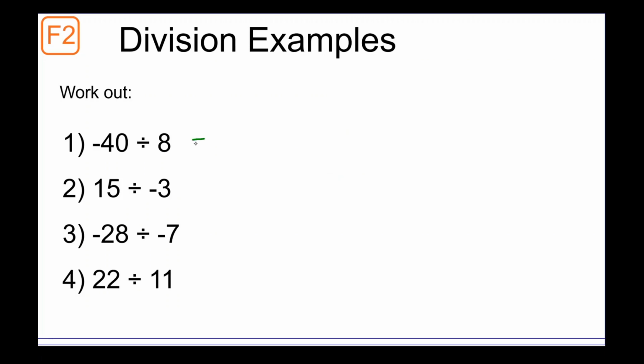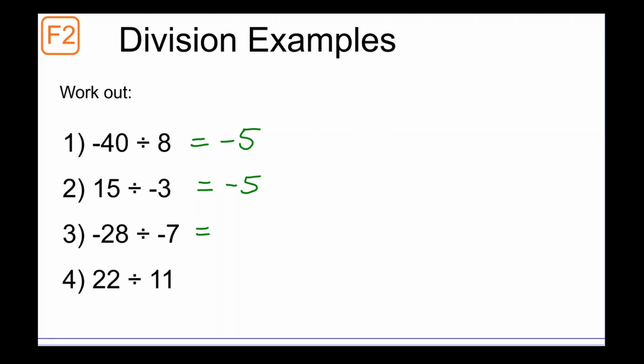Negative 40 divided by 8. Well, I know the answer must be positive or negative 5, and the signs are different, so it must be negative 5. 15 divided by negative 3. Again, it must be plus or minus 5. The signs are different, so it must be negative 5.